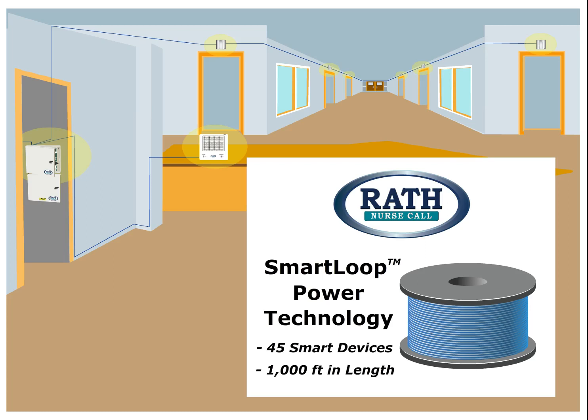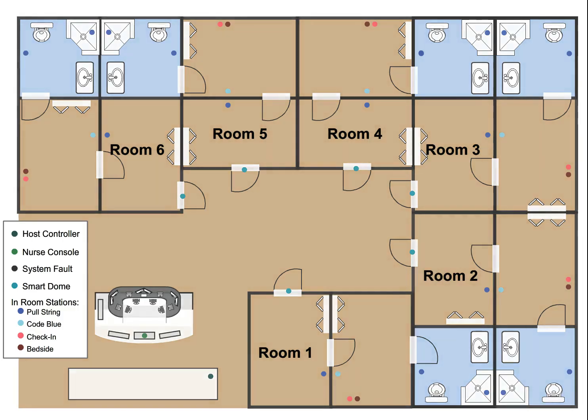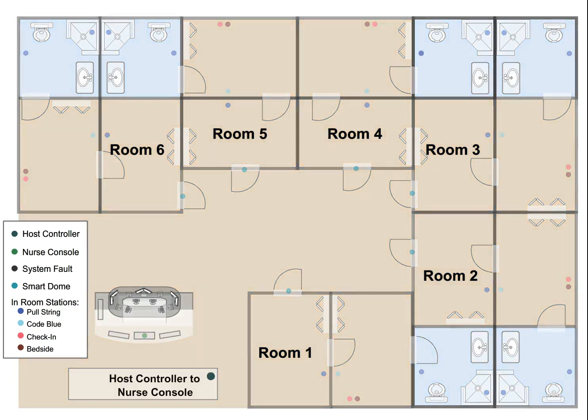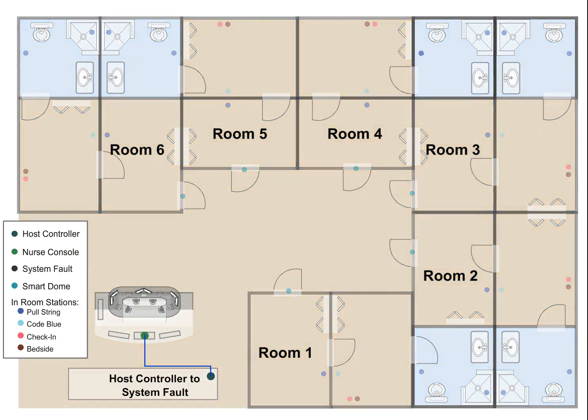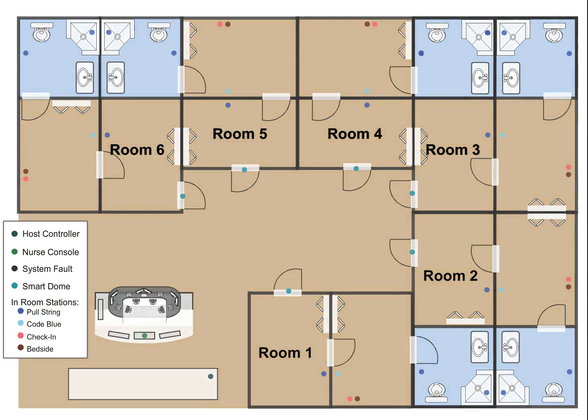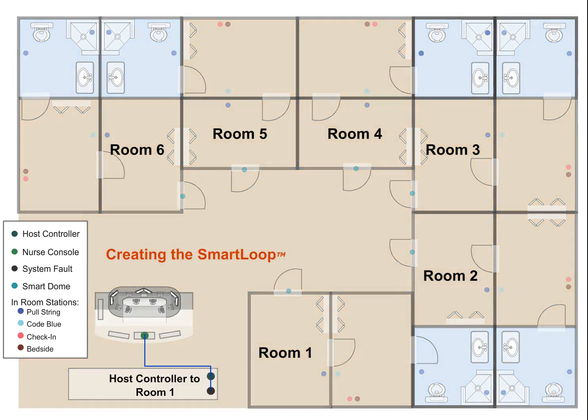When creating smart loop connections, Cat5 or higher rated 24-gauge wire is pulled from location to location to allow for connection of all smart devices. Connections in this illustration show host controller to nurse console, host controller to remote sounder or system fault indicator. This animation demonstrates a 6-room smart loop. The smart loop is completed in room 6 with the termination plug.